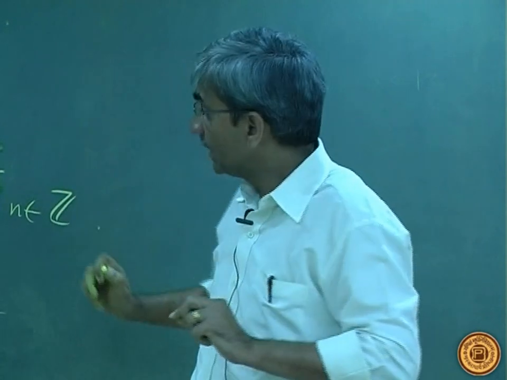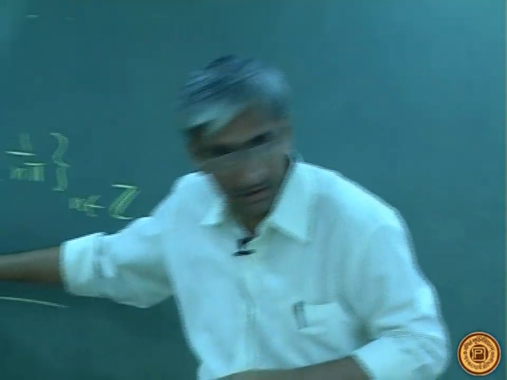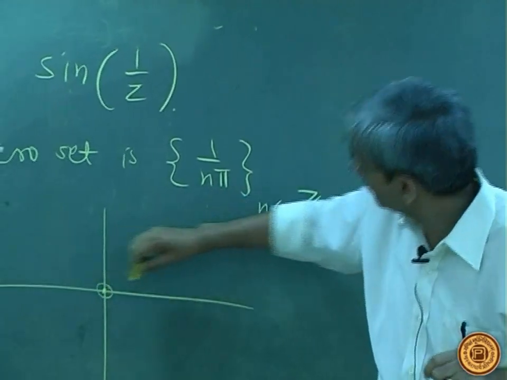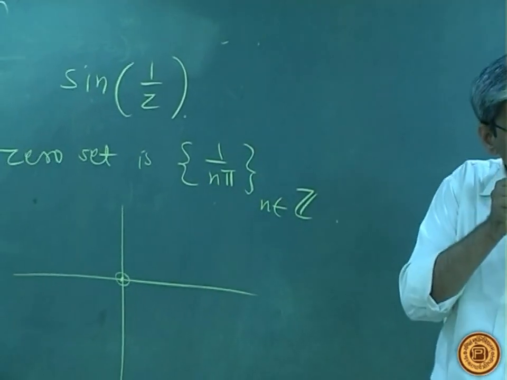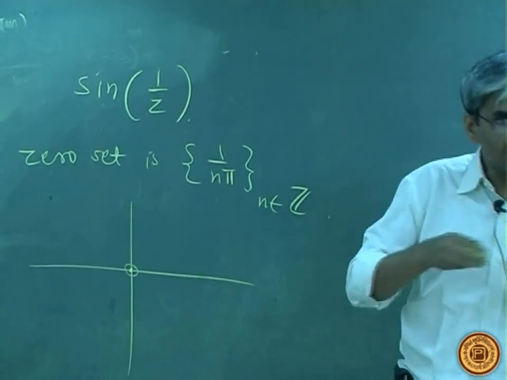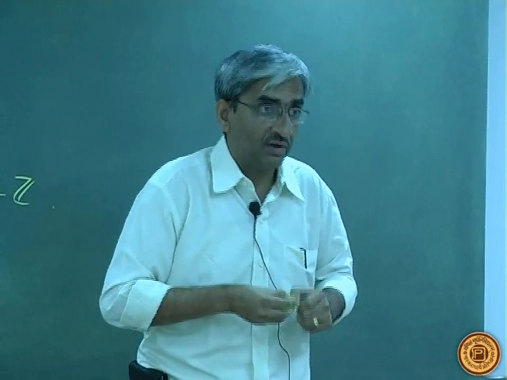But then the zero set is not discrete. It has a limit point, 0. That means every neighborhood will contain all but finitely many terms. They will cluster. 1 upon n pi will cluster around 0. So you won't be able to isolate. I mean, if you take a delta neighborhood of some zero, then you can find other zeros in that neighborhood. In fact, many zeros you will be able to find in that neighborhood.